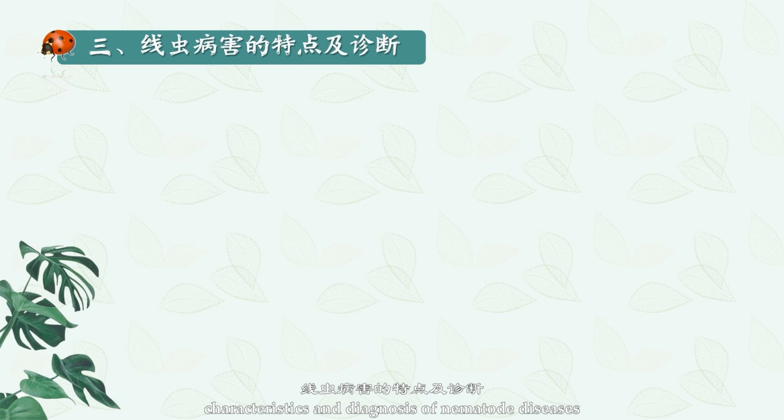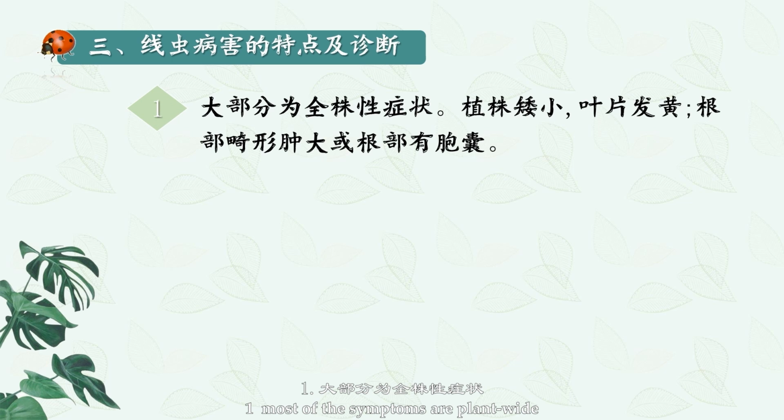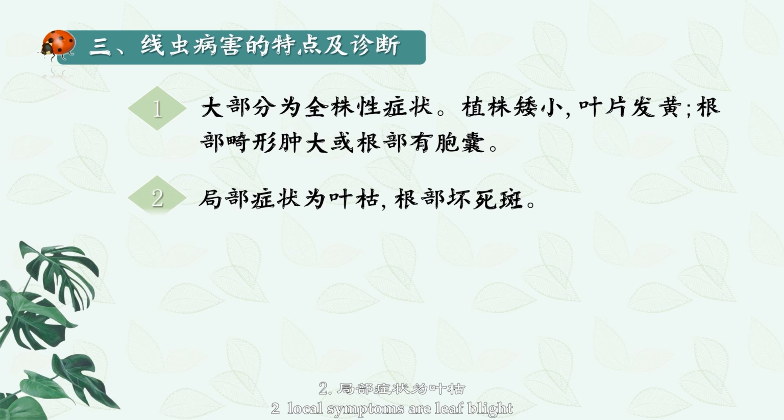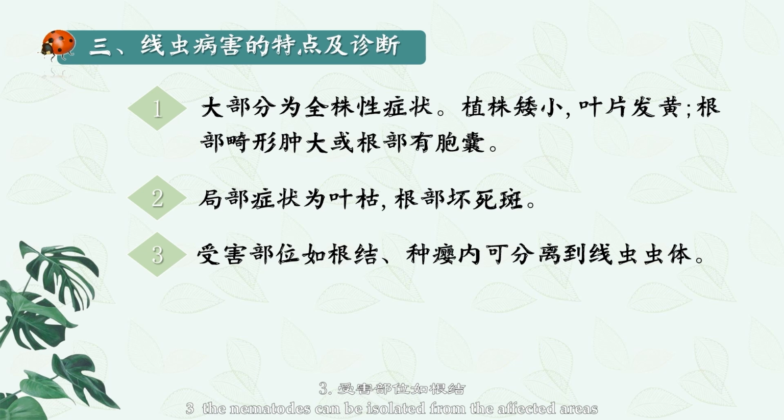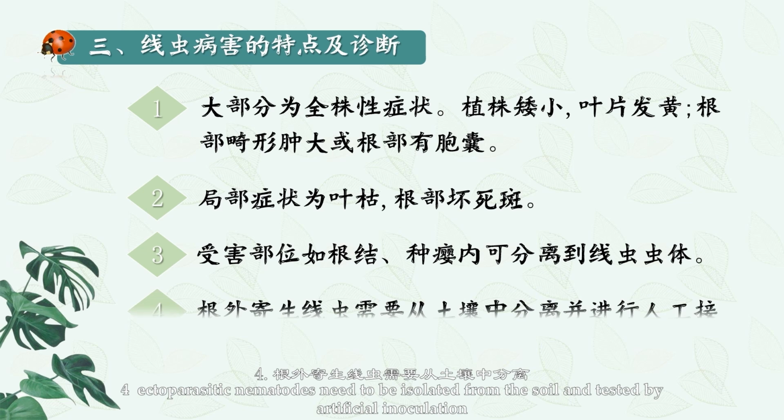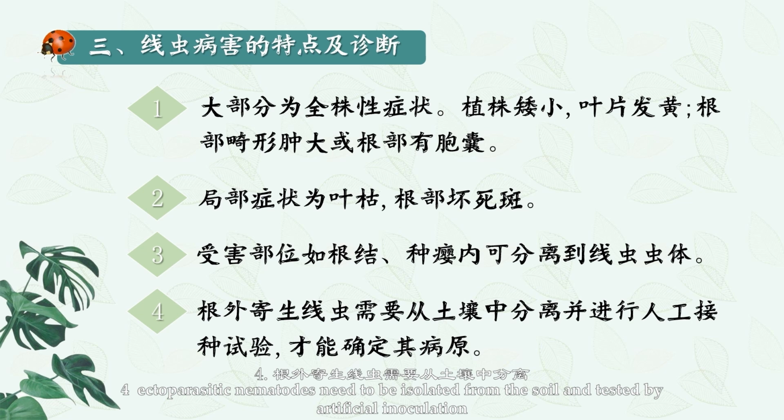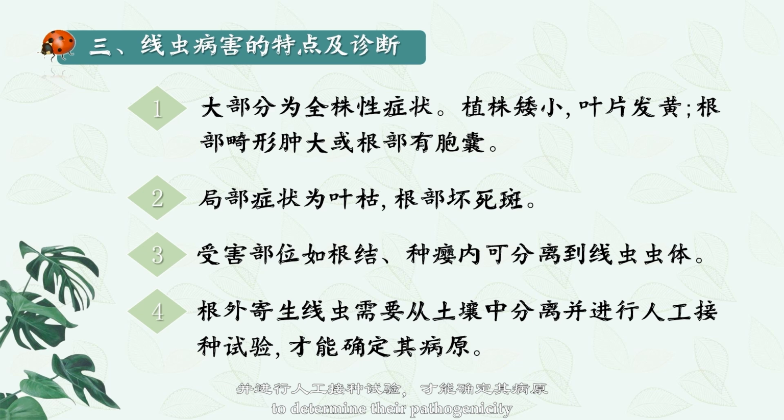Characteristics and diagnosis of nematode diseases. 1. Most of the symptoms are plant-wide: dwarf plants, yellowing of leaves, deformed and swollen roots or cysts in the roots. 2. Local symptoms are leaf blight, necrotic spots on the roots. 3. The nematodes can be isolated from the affected areas, such as root knots and seed galls. 4. Ectoparasitic nematodes need to be isolated from the soil and tested by artificial inoculation to determine their pathogenicity.